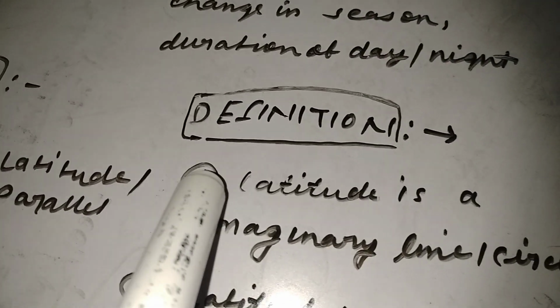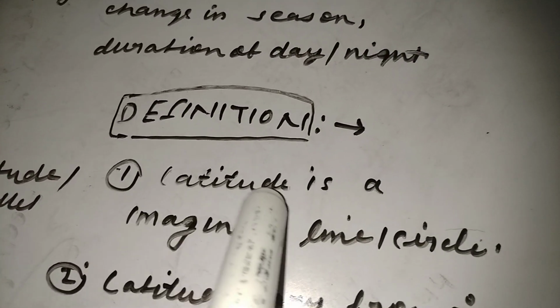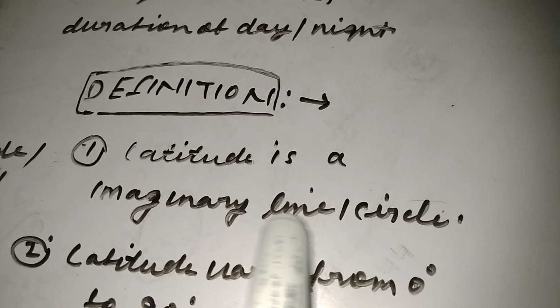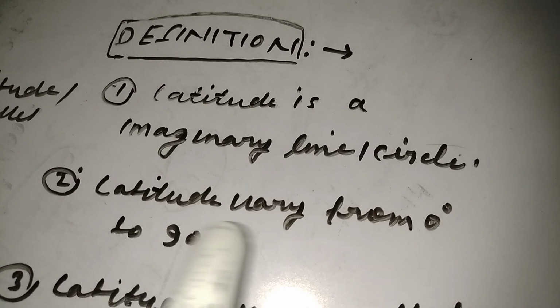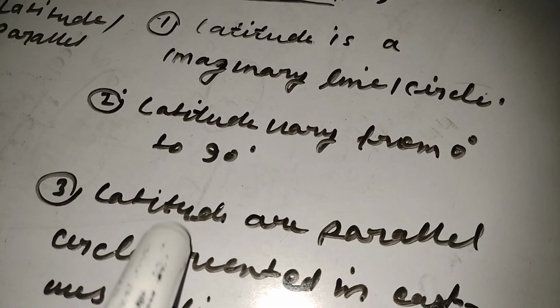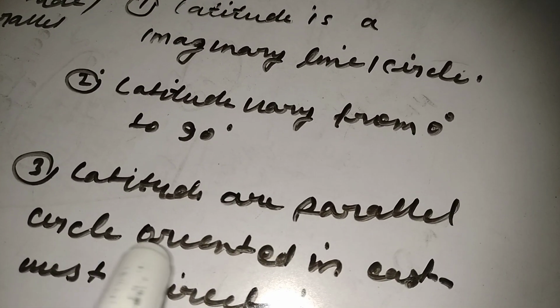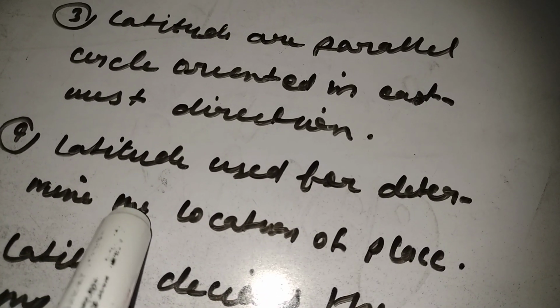The definition of latitude is an imaginary line or circle. Second, latitude varies from 0 degree to 90 degree. Third, latitudes are parallel circles oriented in east-west direction. Fourth, latitude is used for determining the location of a place.